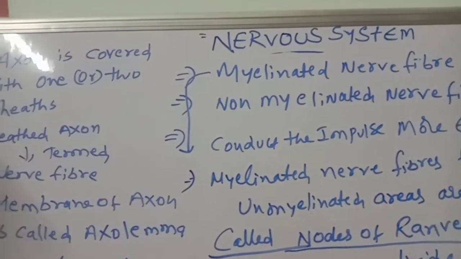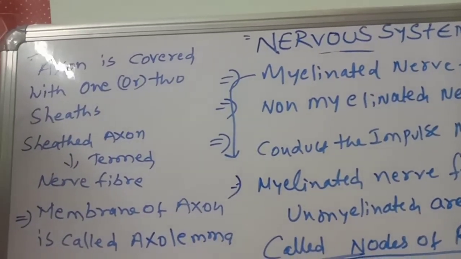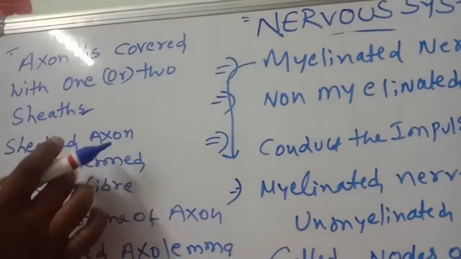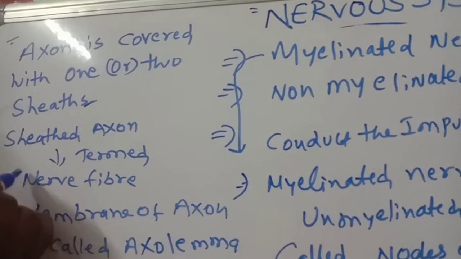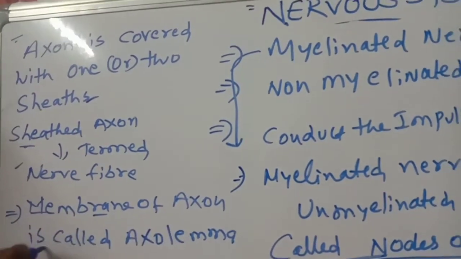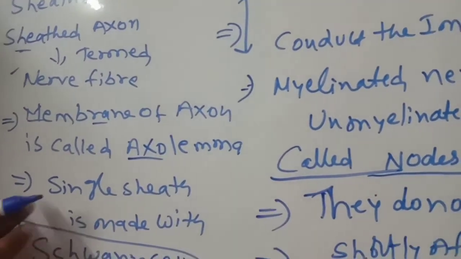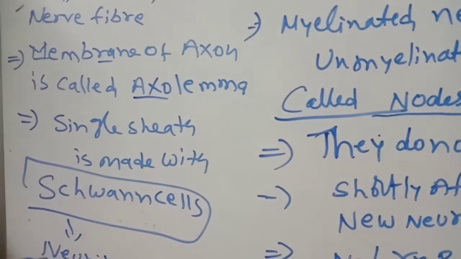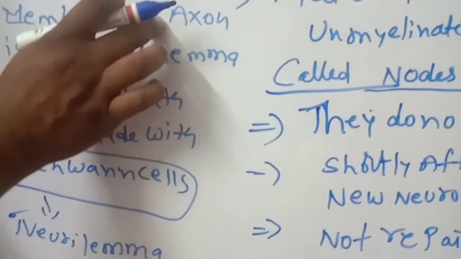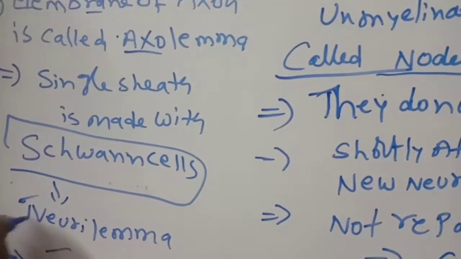Coming back to the start: what are the 3 parts we discussed? Number 1 is the cell body. Number 2, dendrite. Number 3, axon. The axon is covered with 1 or 2 sheaths. The sheathed axon is termed a nerve fiber. The membrane of the axon is called axolemma. The single sheath made with Schwann cells is called neurilemma. Remember these two: axolemma, neurilemma.